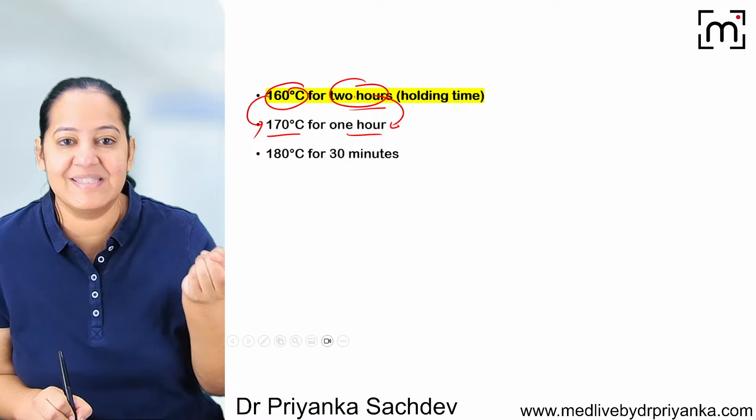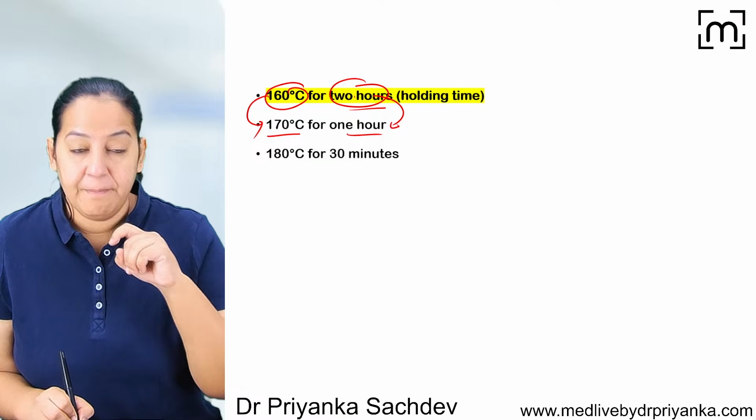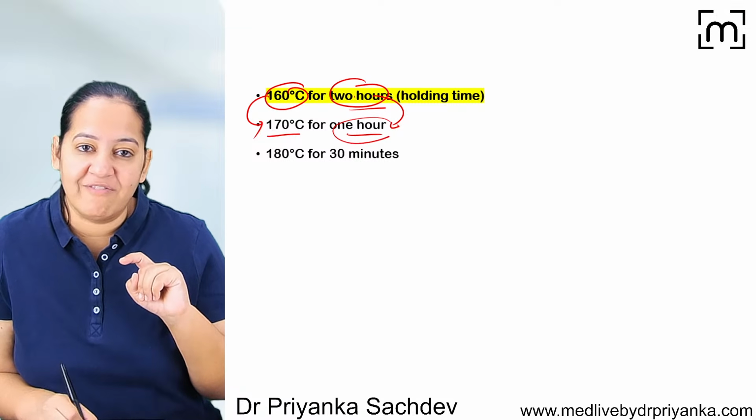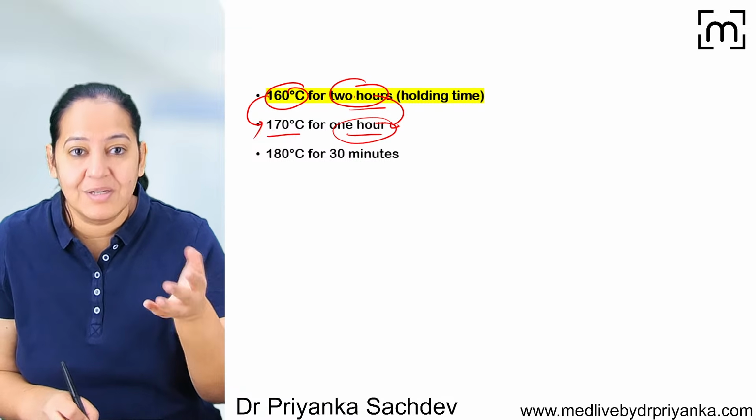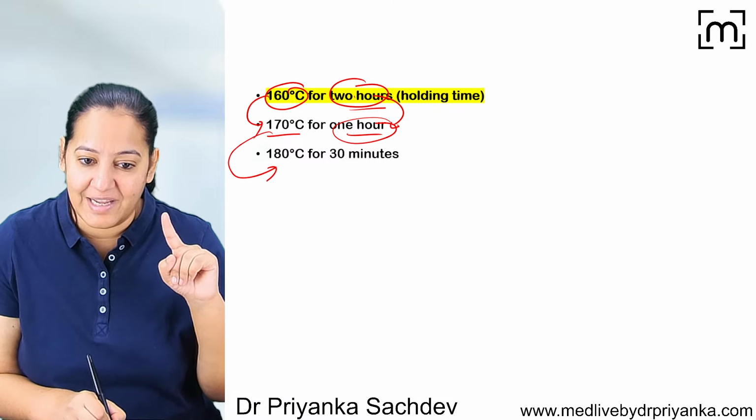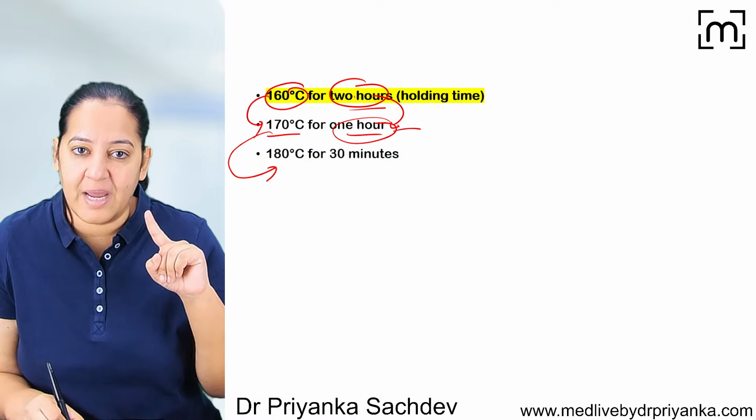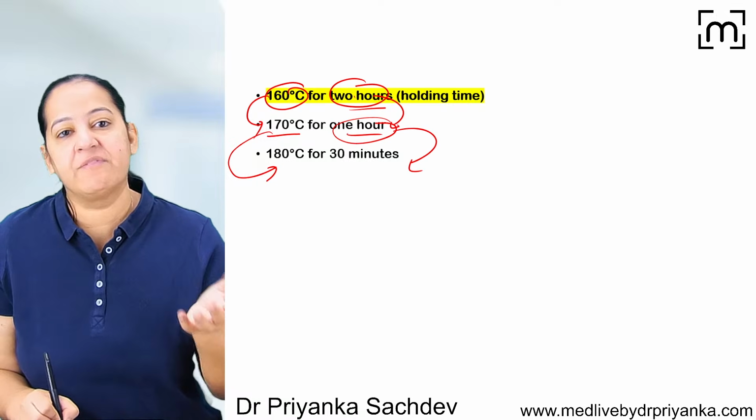Okay, if you are using 170 for 1 hour. But still I'm very busy. Still I don't have 1 hour. I want to make it even faster. So again, increase the temperature by 10 degree, 180 degree. Again, the time will reduce by half. So it will be 30 minutes.